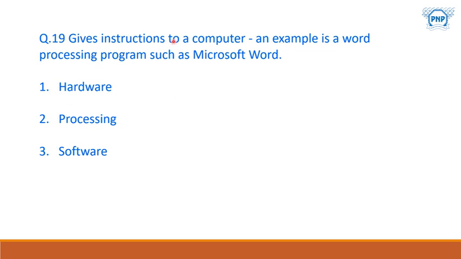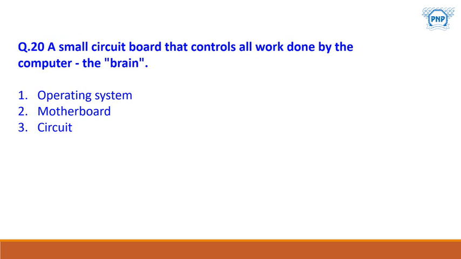19th one. Gives instructions to a computer. An example is a word processing program such as Microsoft Word. Hardware, processing and software. So the answer is nothing but software.